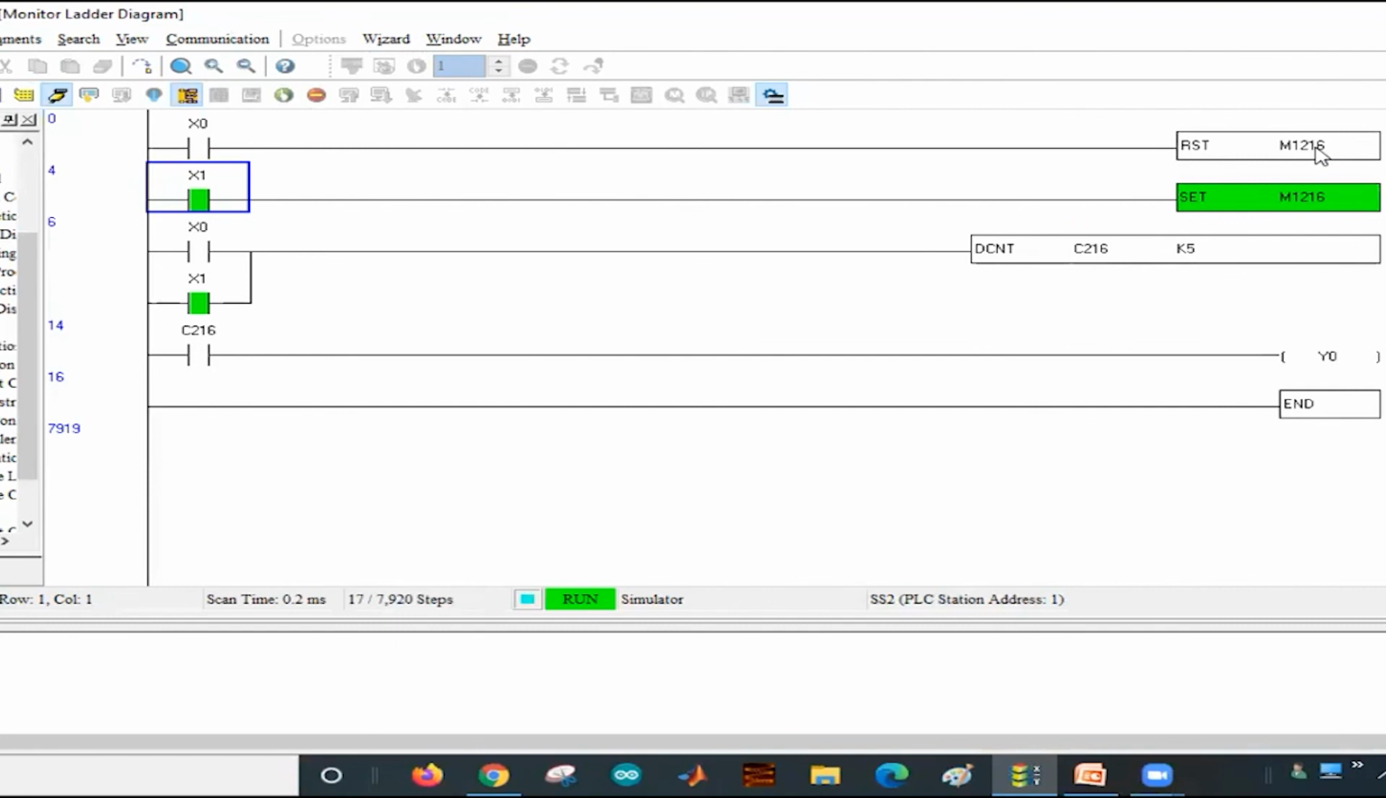When M1216 is on, it will count down. So the counting mode of C216 is decided by this flag. When it is off, it will count up.